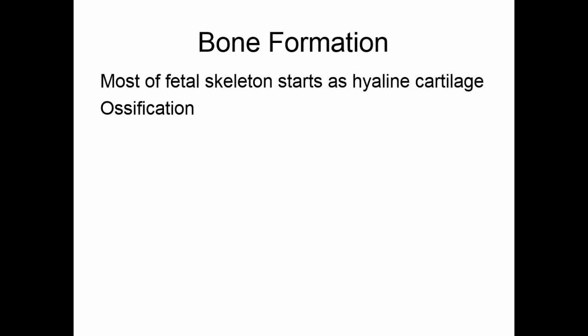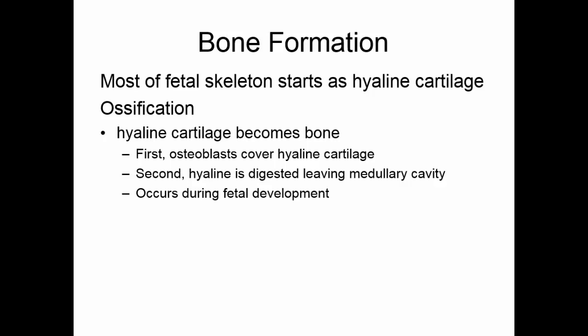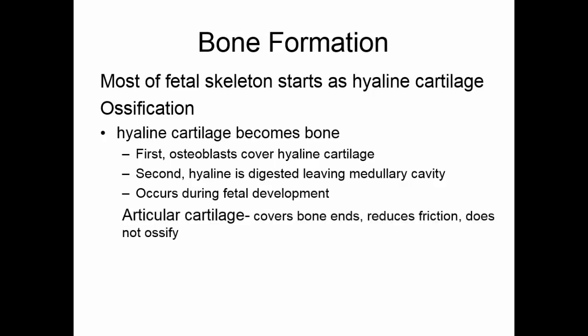Most of the fetal skeleton starts out as hyaline cartilage. This has to become ossified as the bone hardens. Hyaline cartilage becomes bone. First, the osteoblasts cover over the hyaline cartilage, and then the hyaline cartilage is digested, leaving that open medullary cavity. This all occurs during fetal development. A little bit of the cartilage is retained on the ends of the bones. This is known as the articular cartilage.